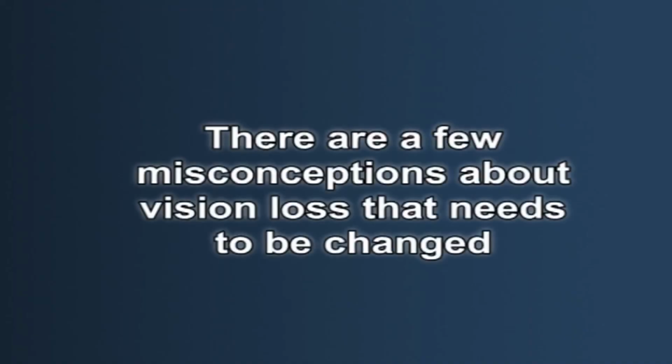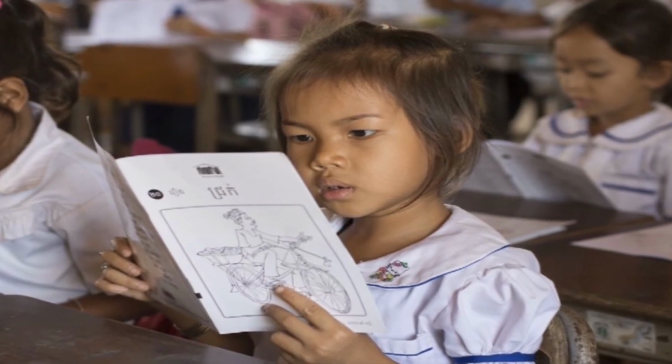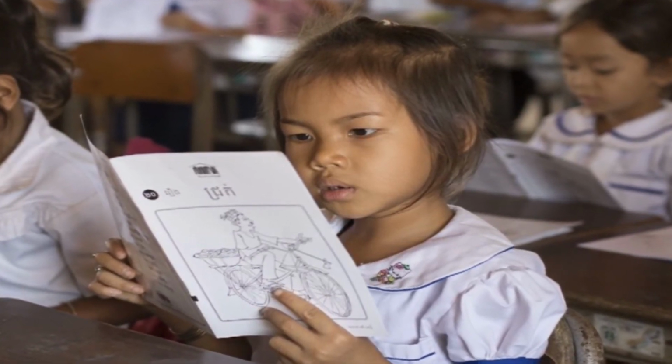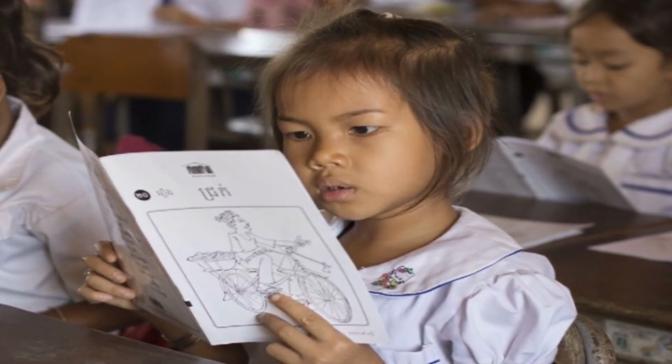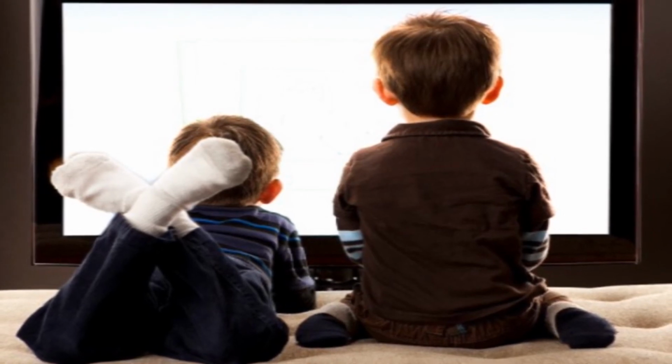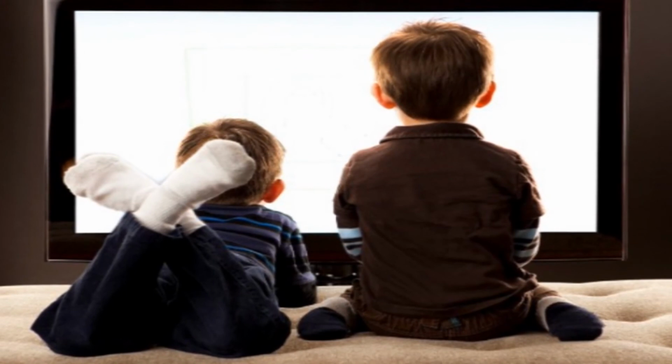There are a few misconceptions about vision loss that need to be changed. Holding a book close to the eyes will not harm vision. This is often done by individuals with visual impairment to help compensate for the size of the print. If a television is functioning properly, sitting close to the set will not harm the eyes. Sight cannot be conserved. Hence, unless you have been informed otherwise, encourage the child to use his vision.